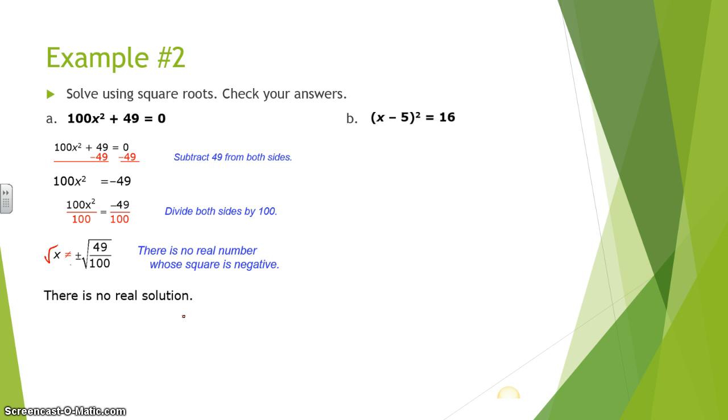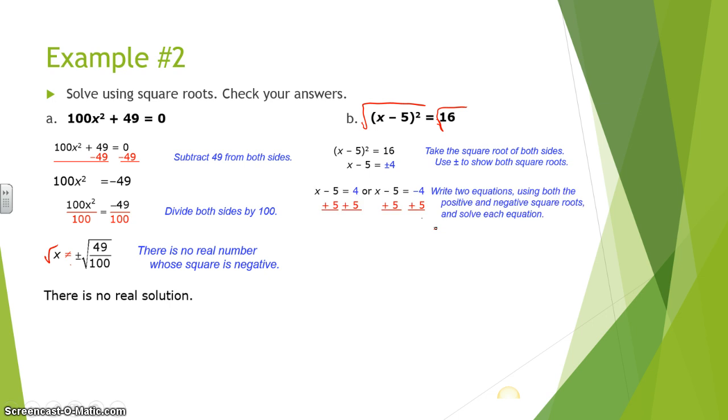For B, we have here x minus 5 squared equals 16. We first need to get rid of the square here, so we take the square root of both sides. So square root of x minus 5 squared, square root of 16. When you take the square root with this squared here, it undoes the square. So what you're left with is x minus 5, and then the square root of 16 is plus minus 4. So what you have now is x minus 5 equals plus or minus 4.